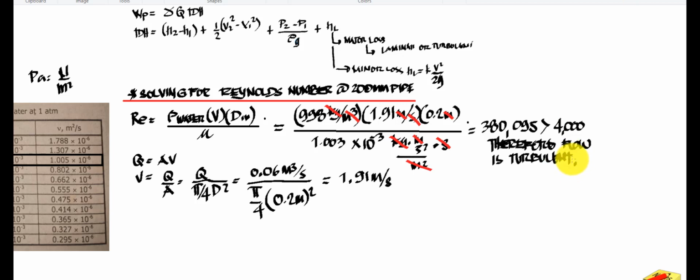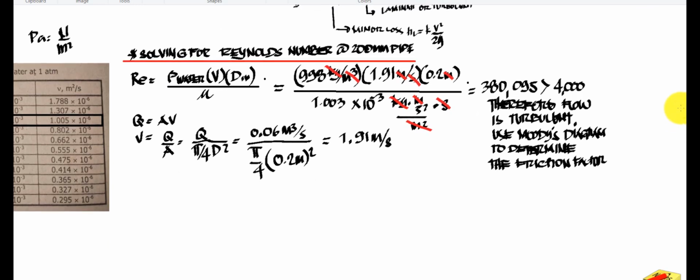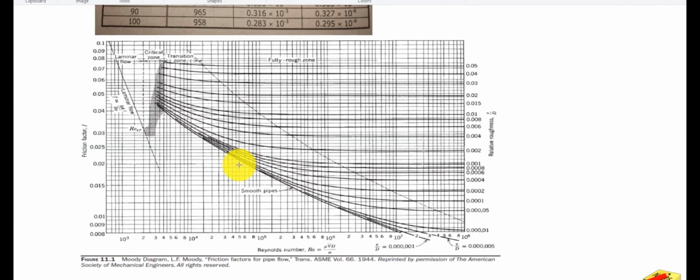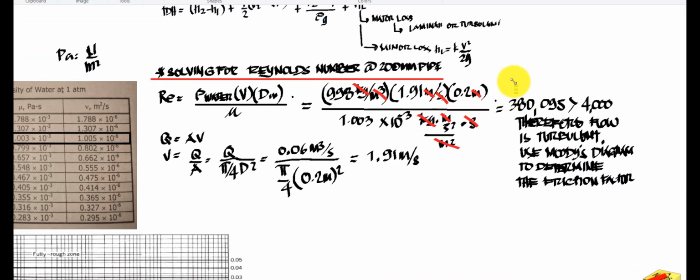Now we'll be using Moody's diagram to determine the friction factor. Looking at the Moody's diagram, I'm going to express this value in powers of ten. That will be 3.8 times 10 to the power of 5.